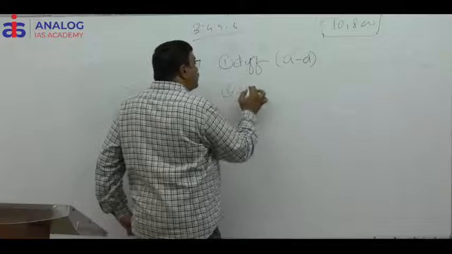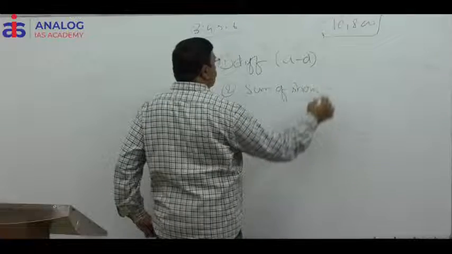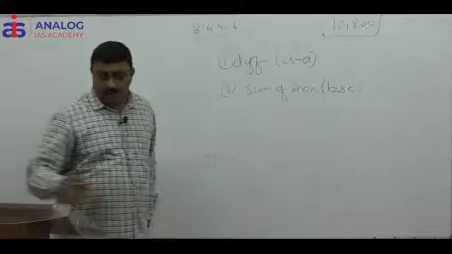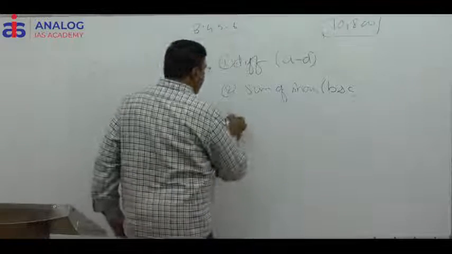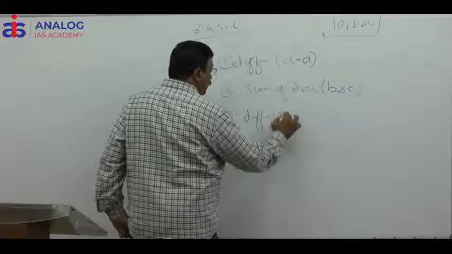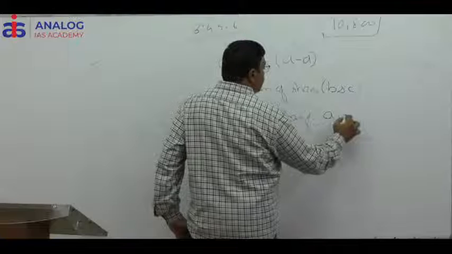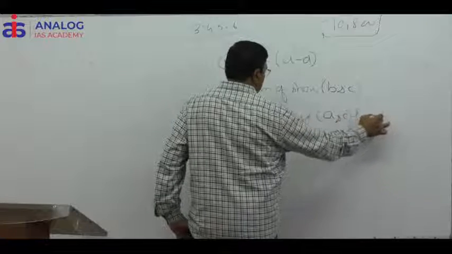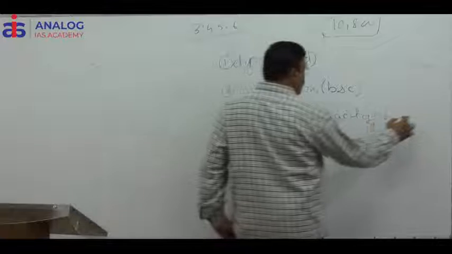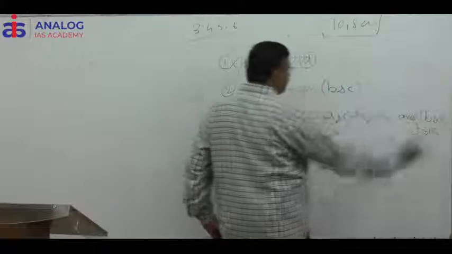First one, find the difference of the shares of A and D. Second one, sum of the shares of B and C. Third, difference of the shares of A and C together and B and D together, that's all.